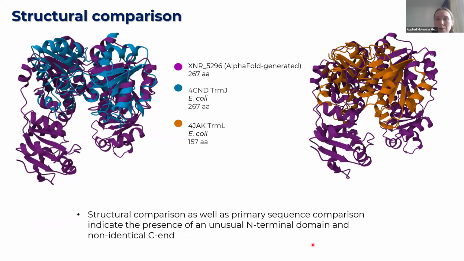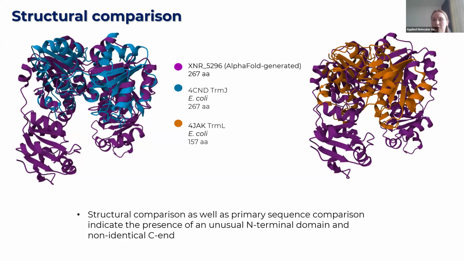The next step was to perform a structural comparison of the proteins. We generated a 3D structure of the 5296 protein, our protein of interest, using AlphaFold, and superposed it with experimentally obtained structures of tRMJ and tRML. Here we have the superposition with tRMJ, where our protein of interest is purple and tRMJ is blue, and here purple is our protein and tRML is orange.